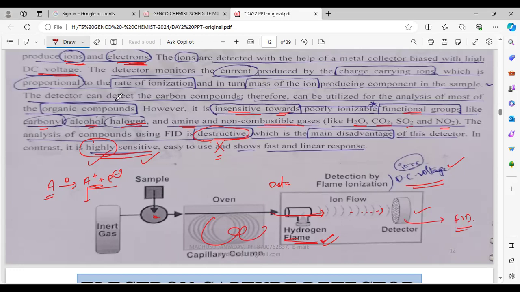Okay. So here one more point. Rate of ionization. Look at this. Rate of ionization depends on the mass of the ion producing component in the sample. Charge carrying ions. That is, A plus, whatever any sample with it.